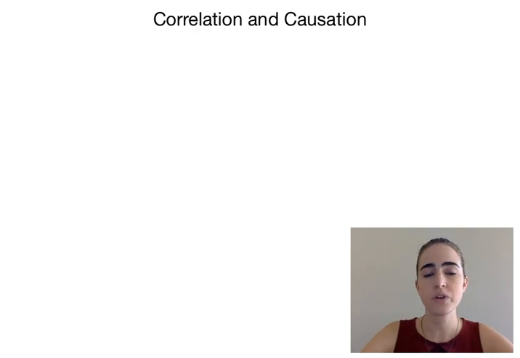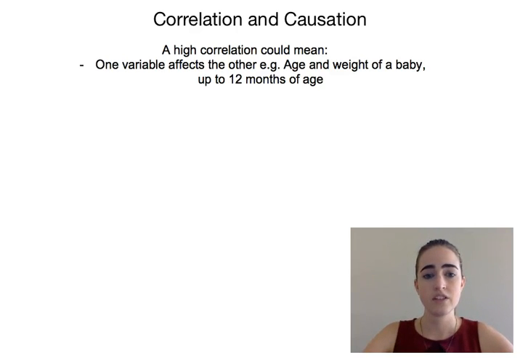The last little thing I want to look at with correlation is correlation and something called causation. Causation is when we're talking about whether one of our variables has an effect on the other, so a cause and effect sort of relationship. Just because it has a high correlation doesn't mean that one variable is affecting the other. There's a couple of different options as to what a high correlation could mean. The first one is that one variable is affecting the other.